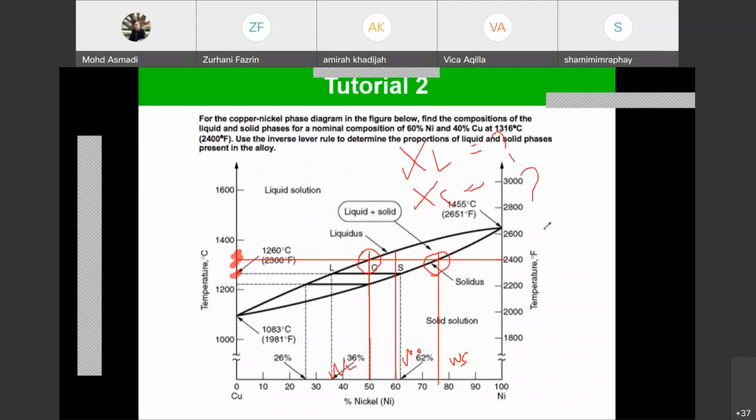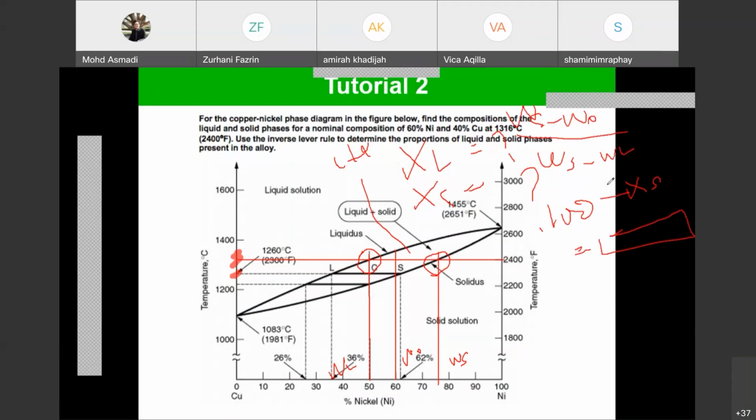Okay. I have no answer actually for this one, but that is the solution. What is the answer? You can calculate. Of course, this one is the answer: number one is liquid plus alpha. This one is (WL minus W0) divided by (WL minus WS), and then 100 minus X. So you can get the answer.